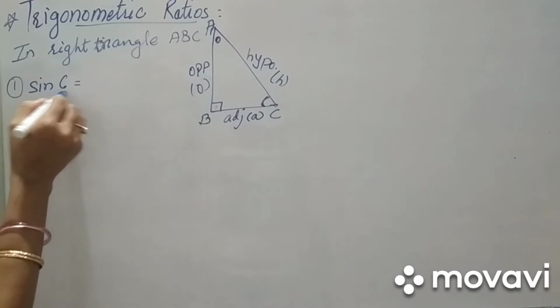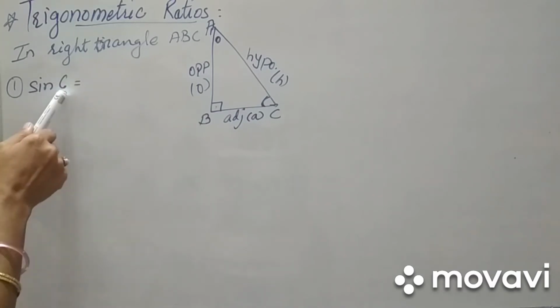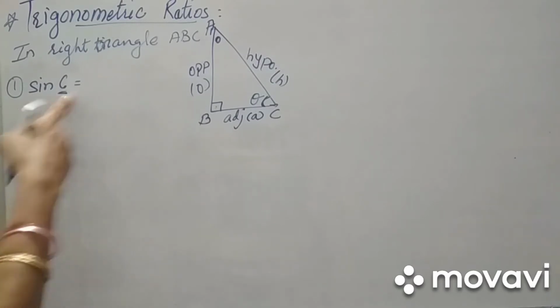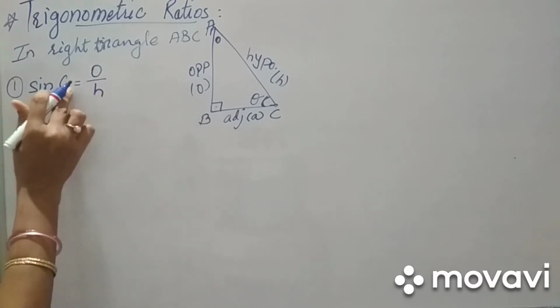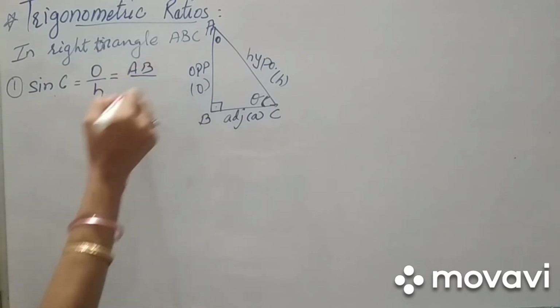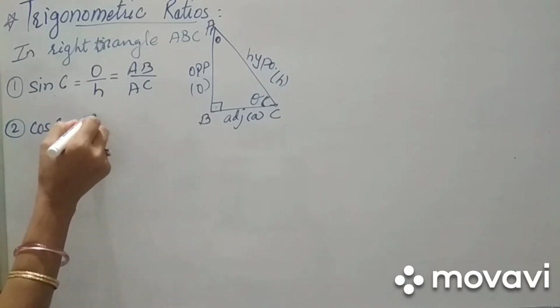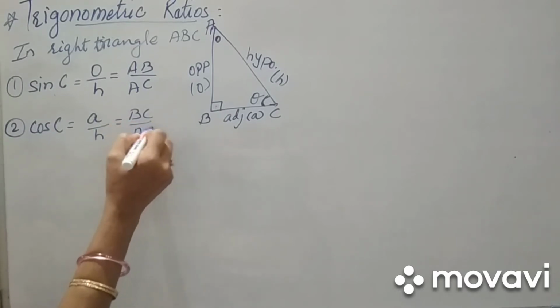So we are representing here along with the sine or cos or any ratios, the name of an angle, or else it is named as theta also. So, sin C for a given triangle ABC is equal to opposite upon hypotenuse. So, which is my opposite side? Just now we have labeled it, AB upon AC. Second ratio, cos C is equal to A upon H, adjacent upon hypotenuse, BC upon AC.